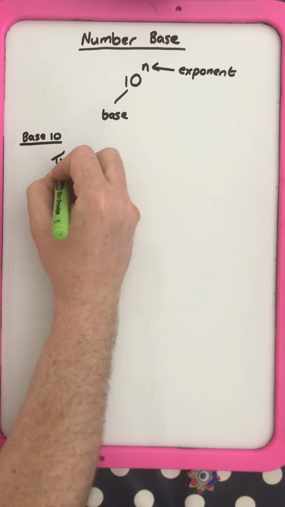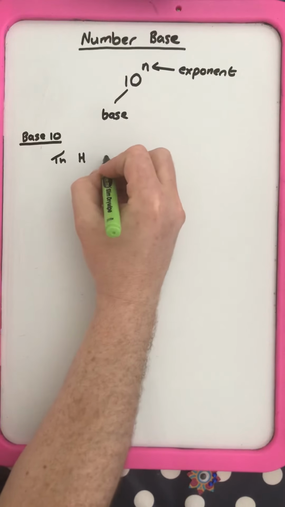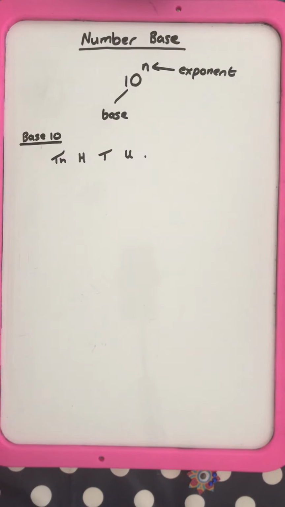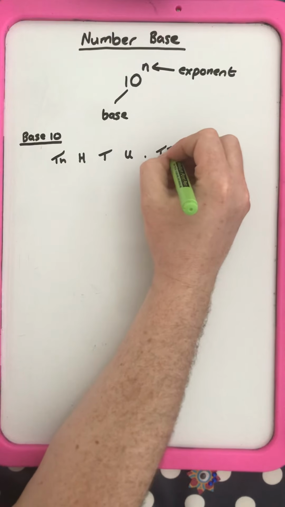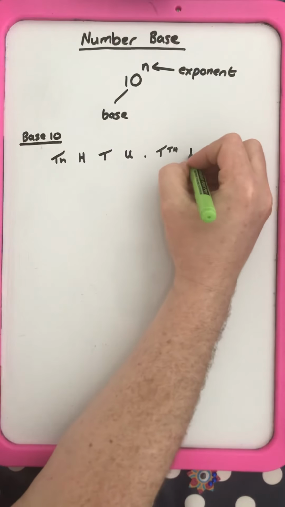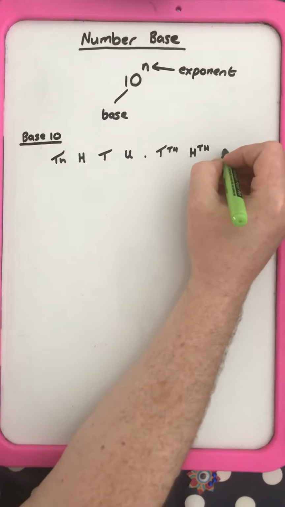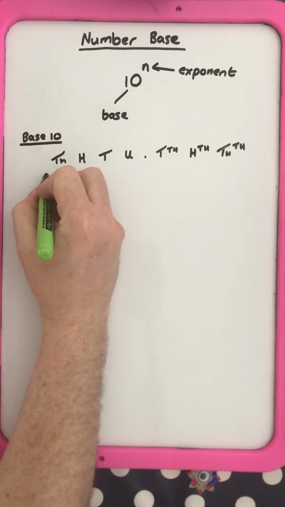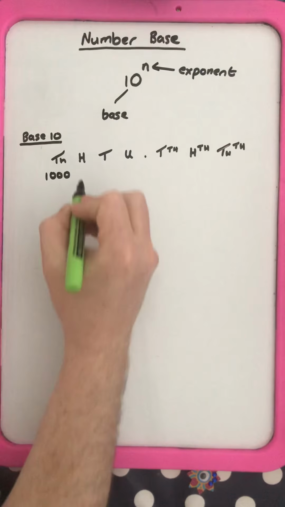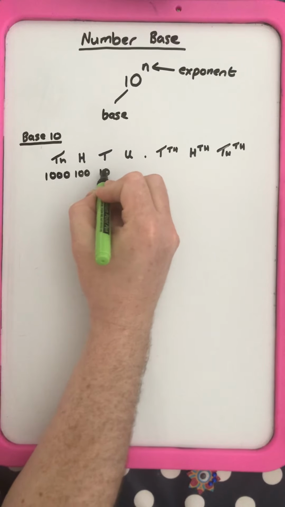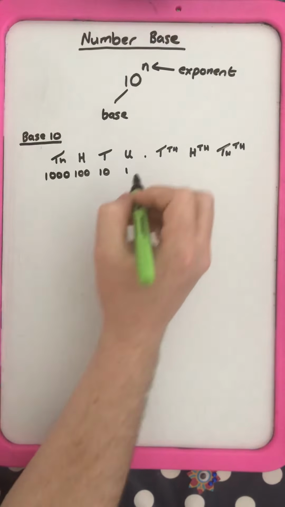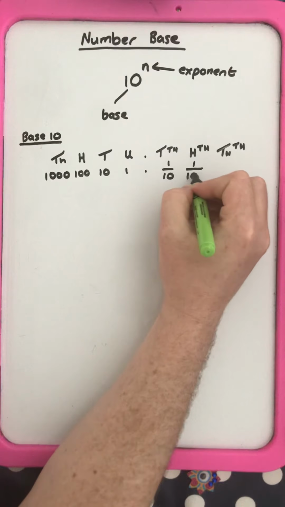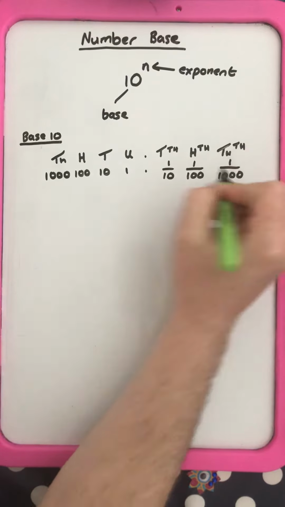Column headings: thousands, hundreds, tens, or ones, which we'll denote as a U for units, tenths, hundredths, and thousandths. 1,000, 100, 10, and our ones column, our tenths column, hundredths column, thousandths column.